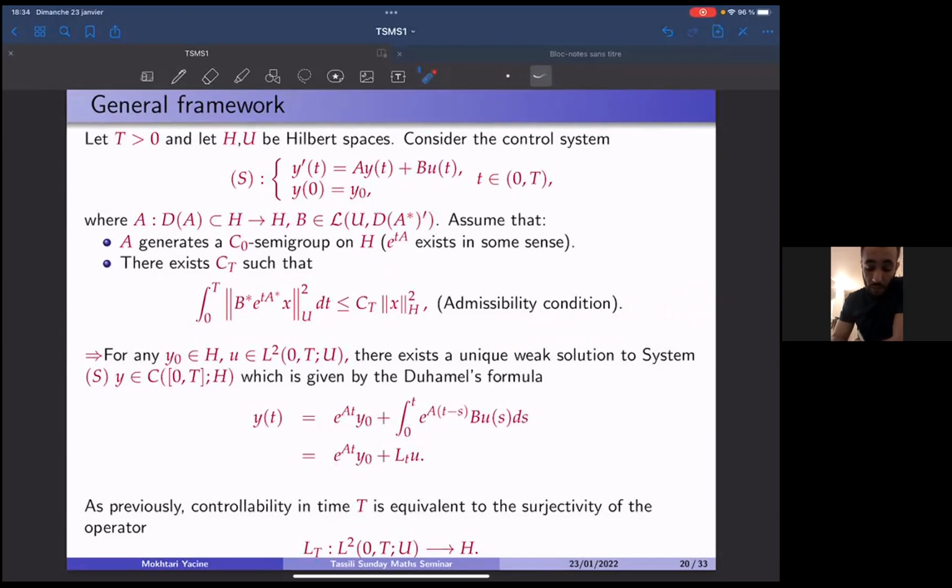Under these assumptions, I can prove that for any y0 in H and u in L2(0,T;U), there exists a unique weak solution to system S, continuous in time with values in H. And it is given by the same Duhamel formula, as in the finite dimensional case. And as previously, the controllability at time T is equivalent to proving surjectivity of the operator LT.